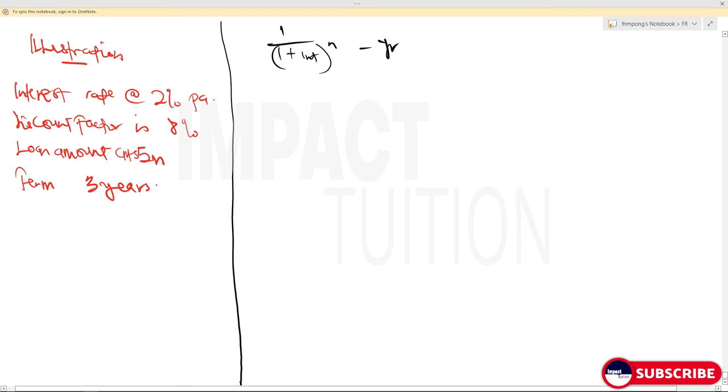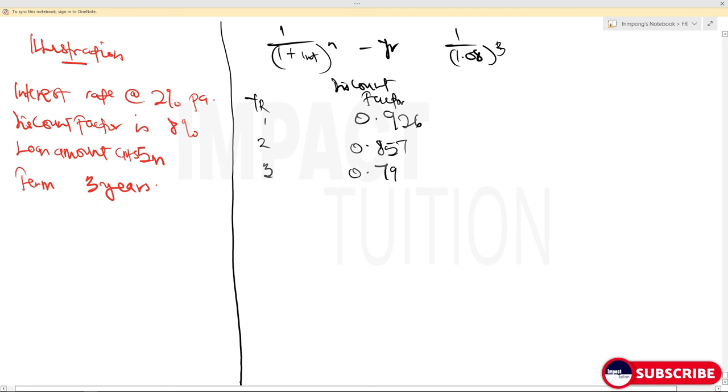So year 1, we have 1 over 1.08, exponent 1. Year 2 becomes exponent 2. Year 3 becomes exponent 3. So year 1, year 2, and year 3. Our discount factor is 0.926. Year 2, 0.857. And year 3, 0.794.